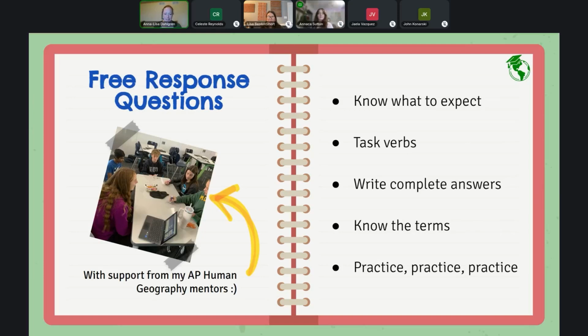First, know what to expect. Second, know the task verbs. Third, write complete answers. Fourth, know the terms. And fifth, practice, practice, practice. So on the next few slides, you'll see direct quotes from my student mentors who offer some student voice about the FRQ and the process of preparing to feel successful about those FRQs. Next slide, please.